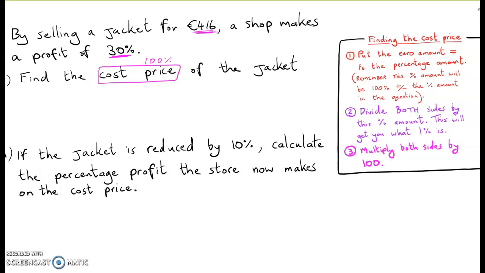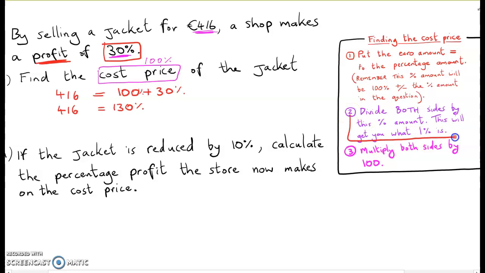So, what's the first step? Put the euro amount. What's the euro amount? It's 416. Put that equal to the percentage amount. Well, the percentage amount is 30%, but of course this is on top of 100%. Oops. So the percentage amount is actually 130. Of course, it's a profit of 30%, so it's going to be 100% plus 30%.